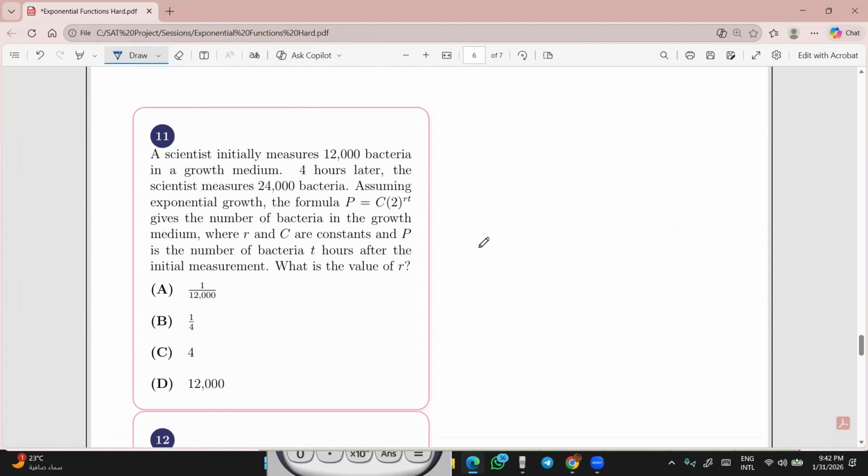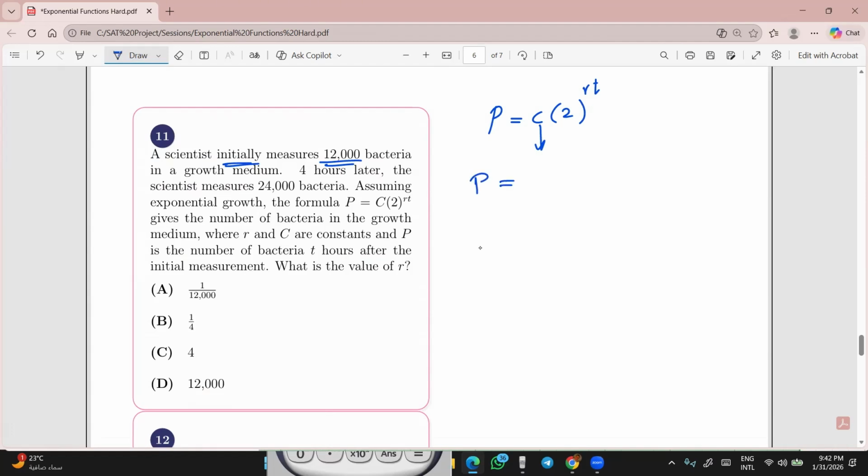Question number 11. A scientist initially measures 12,000 bacteria in a growth medium. 4 hours later, the scientist measures 24,000 bacteria. Assuming exponential growth, the formula is this. This formula is our exponential function. P is equal to C times 2 to the rt. And here, this is initially, which makes C equal to this number.